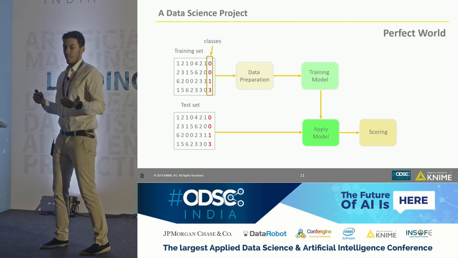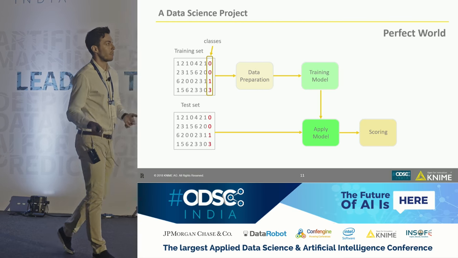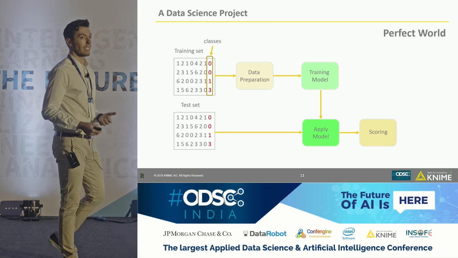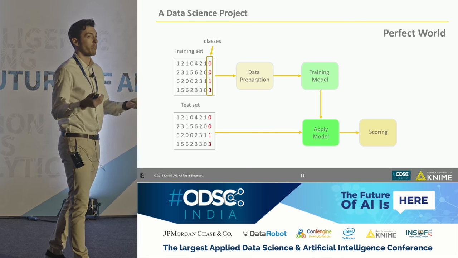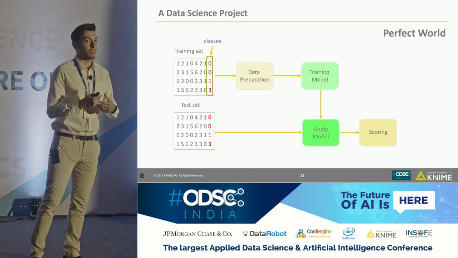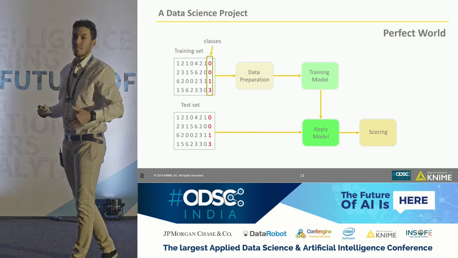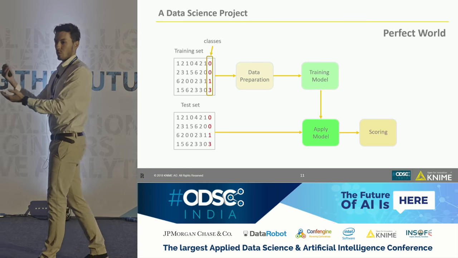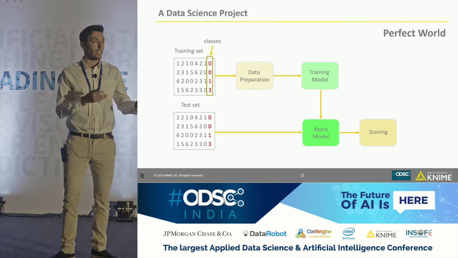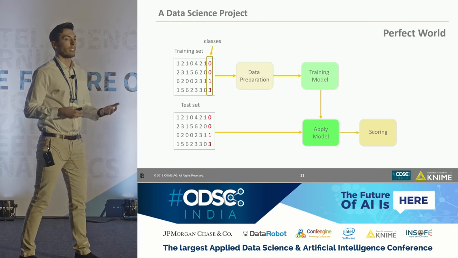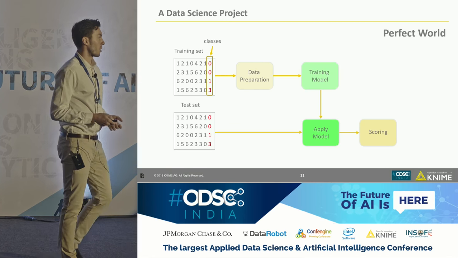So in a perfect world, what would we have? We would have a data set that we can somehow pre-process, and then split into a training set and a test set. The training set will be used to train our model, and then the test set will be used to test our model. Then we can score our model, etc.